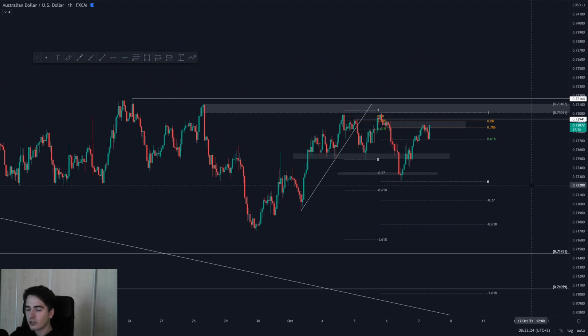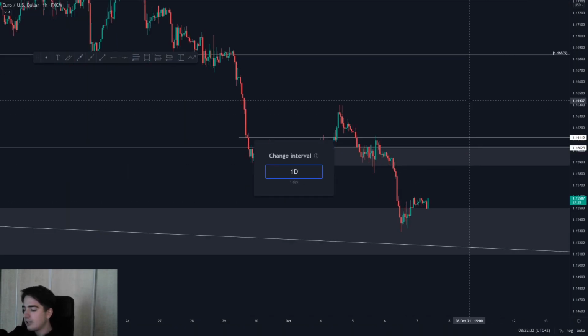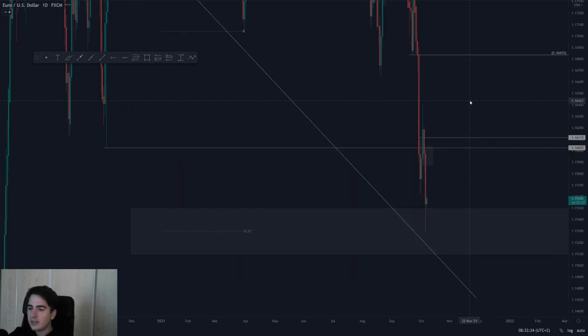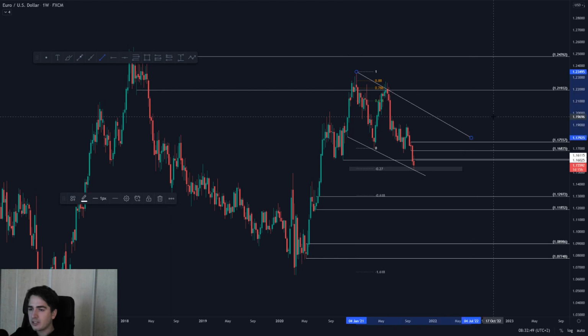Let's head over to our second pair, which is euro dollar. And euro dollar, guys, so I made an interesting finding on euro dollar on the weekly time frame, and that is in fact that we have the minus 27 fib extension on this fib move over here. So that is now acting as support alongside this lower trend line of the overall channel slash wedge which we are currently situated in.